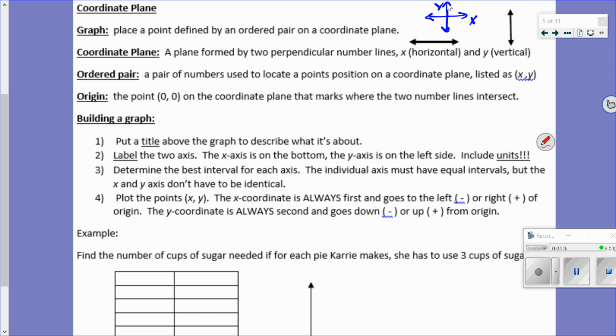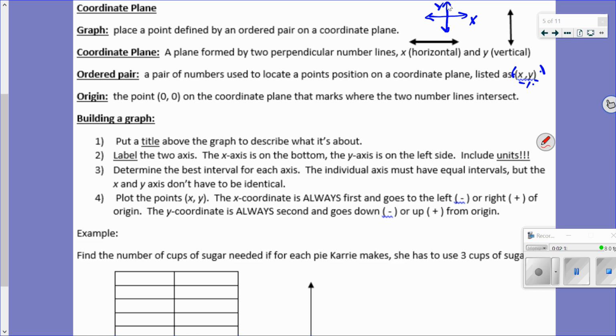Ordered pairs are just a set of numbers that are used to locate a point's position in a coordinate plane. They are always, and I stress this, always listed as parentheses, X listed first, a comma, and then the Y. I say this is an always. There are no exceptions on this. Every mathematician in the world, if you give them an ordered pair, will put it at the exact same place in the coordinate plane because it never varies. Okay? So you must be very specific on that. An ordered pair must include the parentheses, must include the comma between the two numbers.